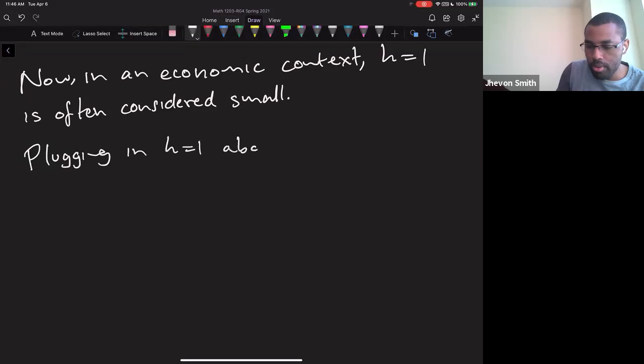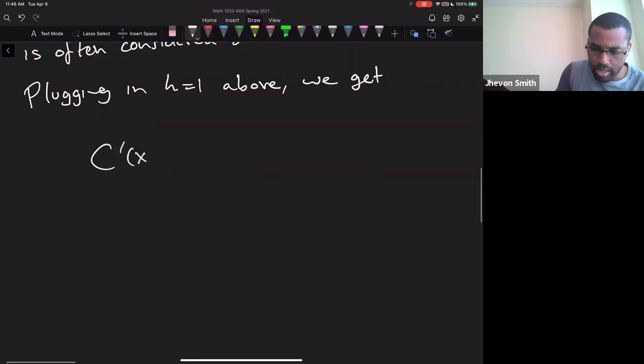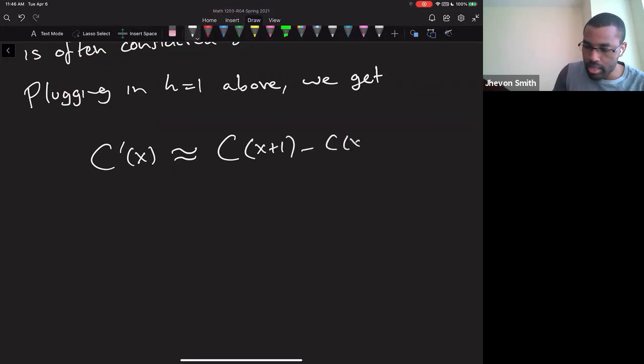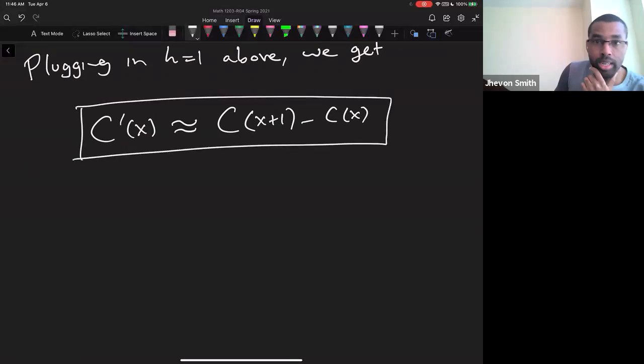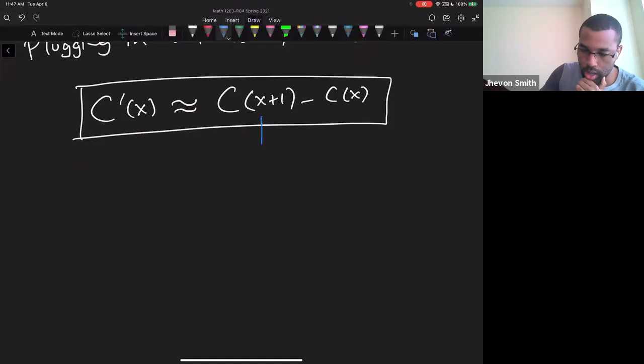And so plugging in h equals 1 above, we get that your C prime of x is going to be approximately equal to C of x plus 1 minus C of x, all over 1, which you just get that expression, right? And so we have this kind of idea here. Now I want you to realize that what this is saying, C of x plus 1, well, this is the cost to produce x plus 1 items. This is the cost to produce x items, right?